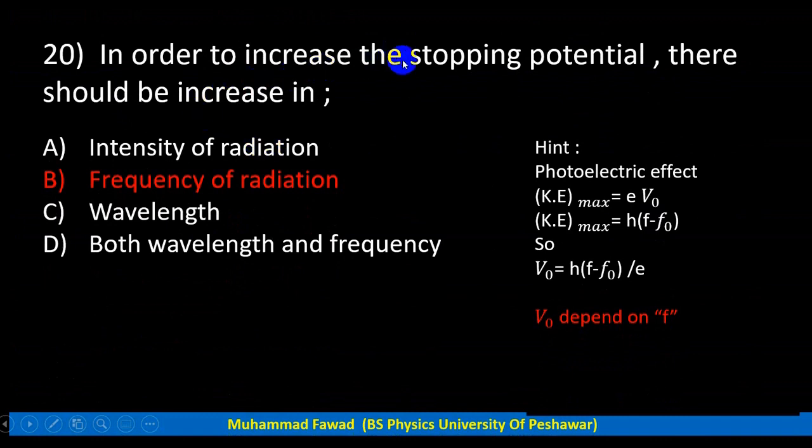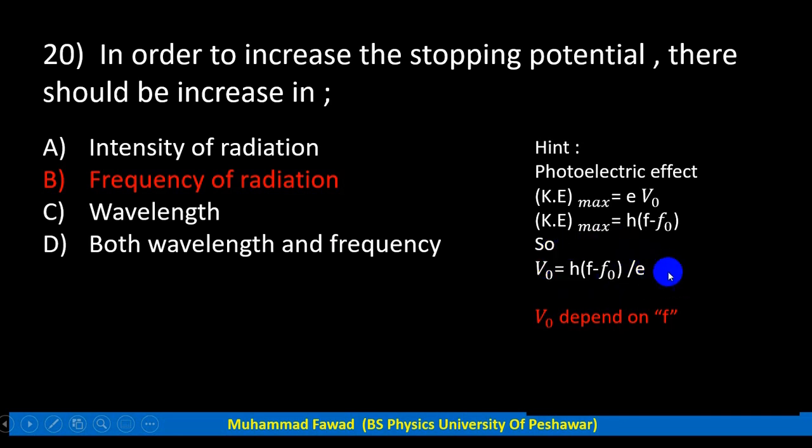In order to increase the stopping potential, there should be an increase in intensity of radiation, frequency of radiation, wavelength, or both wavelength and frequency. And we know the photoelectric effect equation is kinetic energy is equal to eV naught, where V naught is the stopping potential. इसी तरह kinetic energy maximum बराबर है h into f minus f naught. So V naught, the stopping potential, will be equal to h into f minus f naught divided by e.